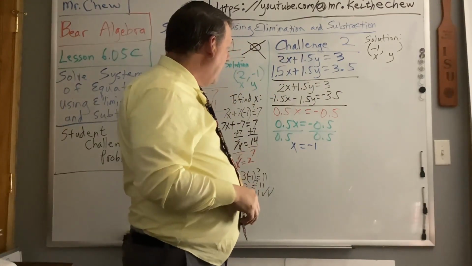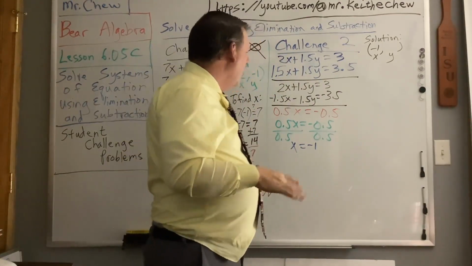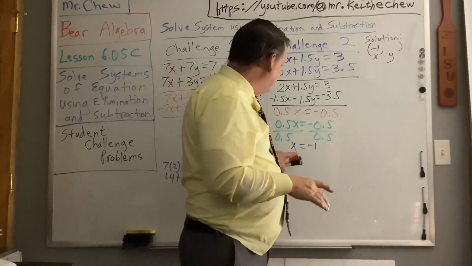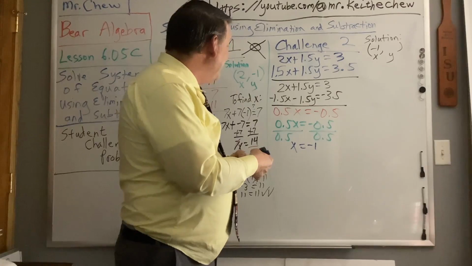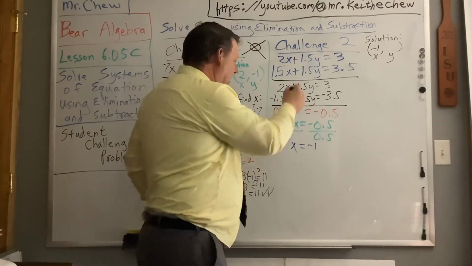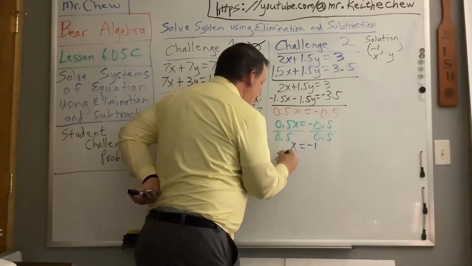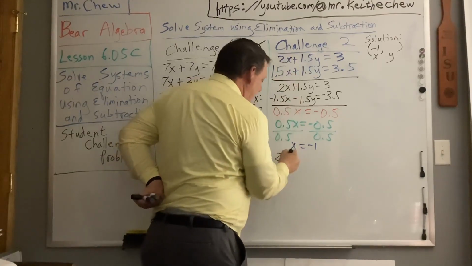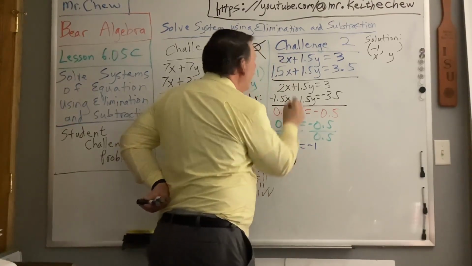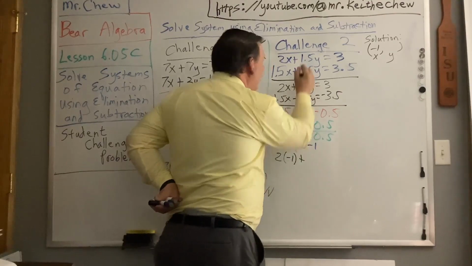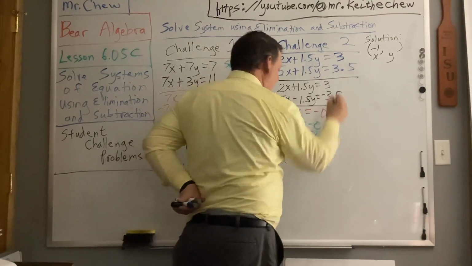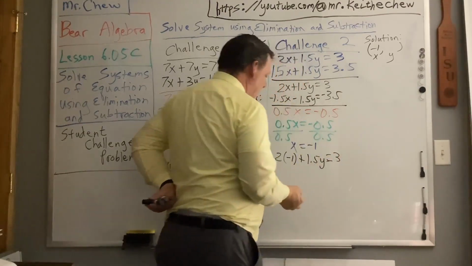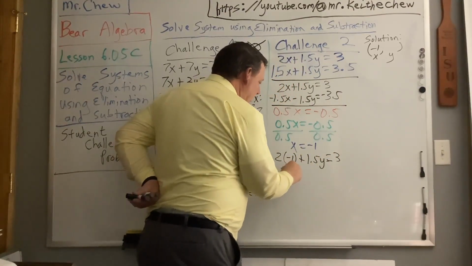Well, what is my y? I don't know. What do? I'm going to substitute negative 1 into one of them. Which one? It doesn't matter. Let's take the first one. 2 times, I'm going to put a negative 1 right here. Negative 1 plus 1.5y equals 3. 2 times negative 1 is negative 2.